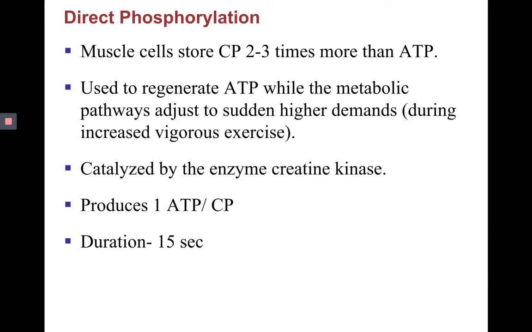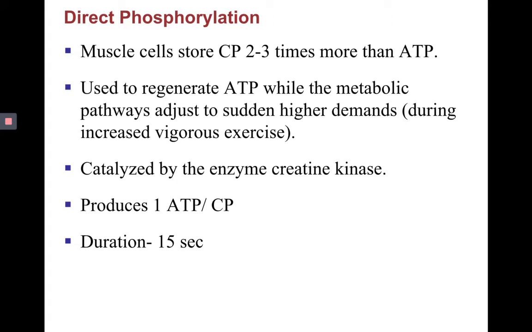So muscle cells can actually store 2 to 3 times more CP, which is creatine phosphate, than ATP, and that was our energy source for direct phosphorylation. So if we need more ATP, once we've used our stores of ATP, direct phosphorylation is a great way to get it. But even though we store 2 to 3 times the amount of creatine phosphate than ATP in muscle cells, it can be used up really quickly because it takes a complete creatine phosphate molecule to make 1 ATP. So we don't get really much for the use of our creatine phosphate.